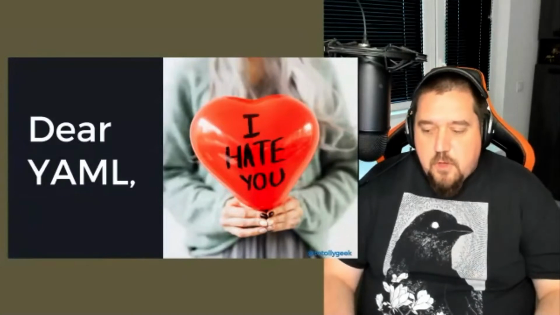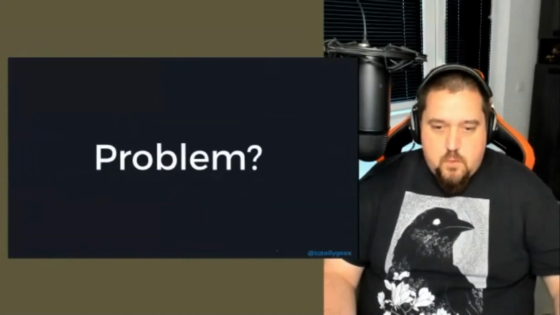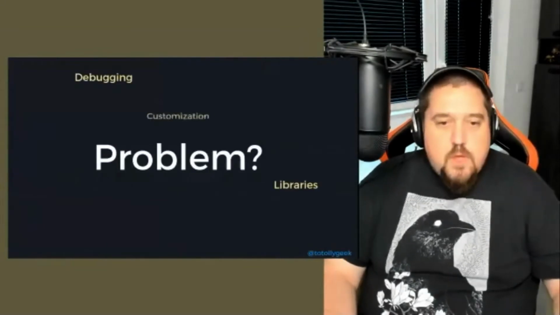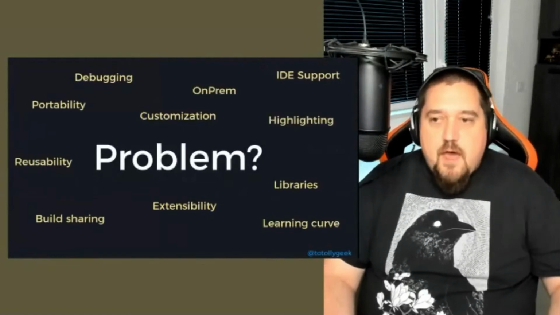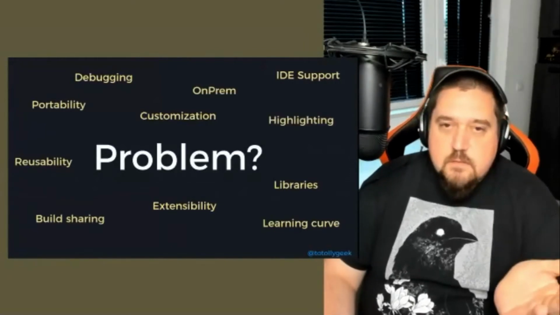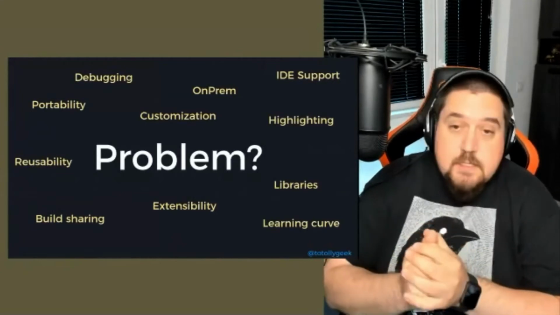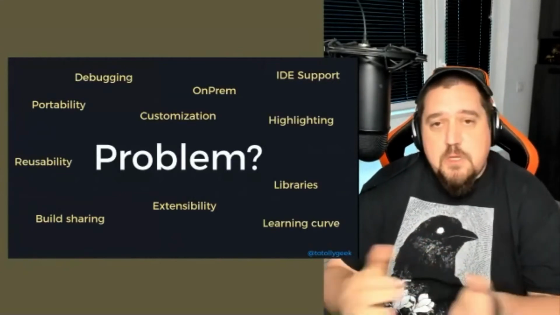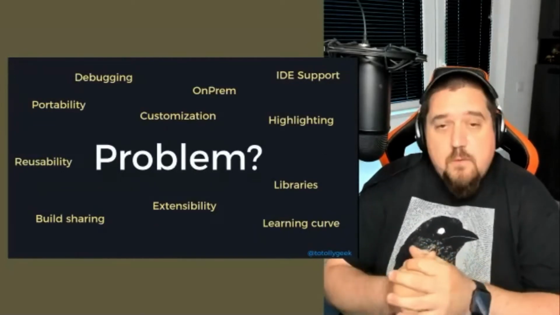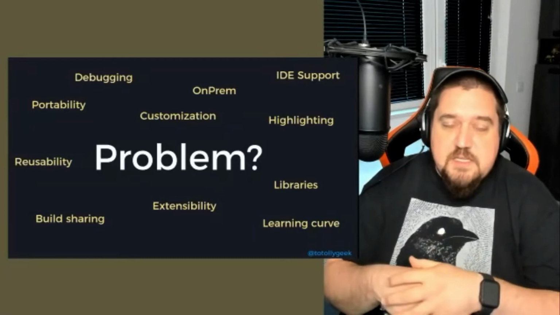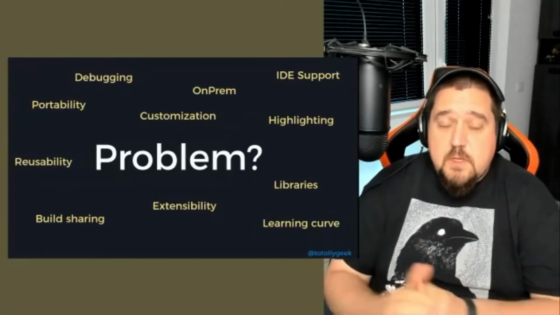So if we go back and think about it, do we really have a problem? Turns out we have a lot of problems with using YAML definitions. We cannot debug it because it's just a simple file. At least I haven't seen any way of debugging YAML in your build. Customization is a little bit tough. Whatever tasks your CI system is providing you, that's it. This is what you're limited to.